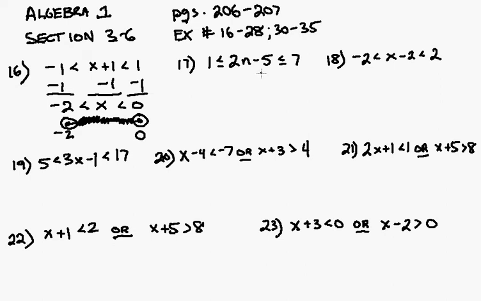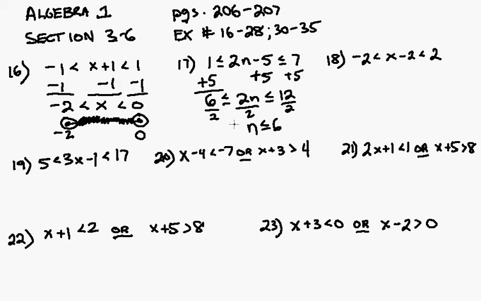17. Here we're going to solve for n. So I add 5 to all sides of the inequality. This is 6 less than or equal to 2n less than or equal to 12. And then I divide all sides by 2. And I wind up with n less than or equal to 6, greater than or equal to 3.